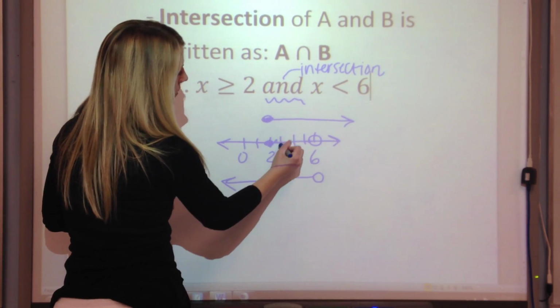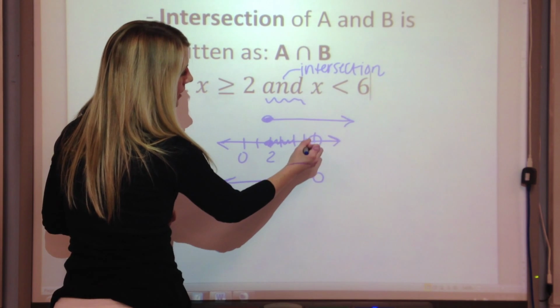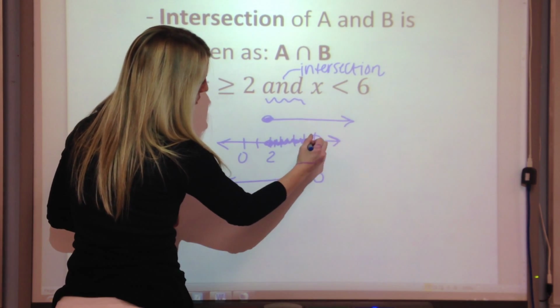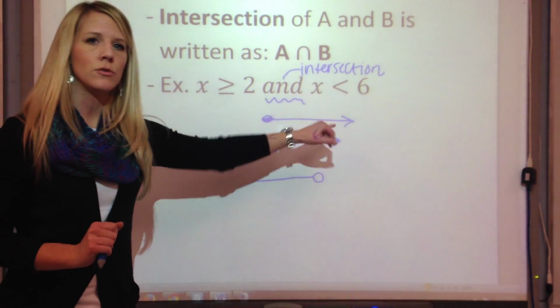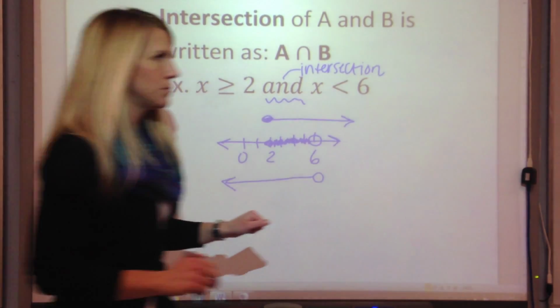So x is greater than or equal to 2 and less than 6. So it's everything in between. This is my solution set for this compound inequality. Again, I have two inequalities. So that's what it's going to look like.